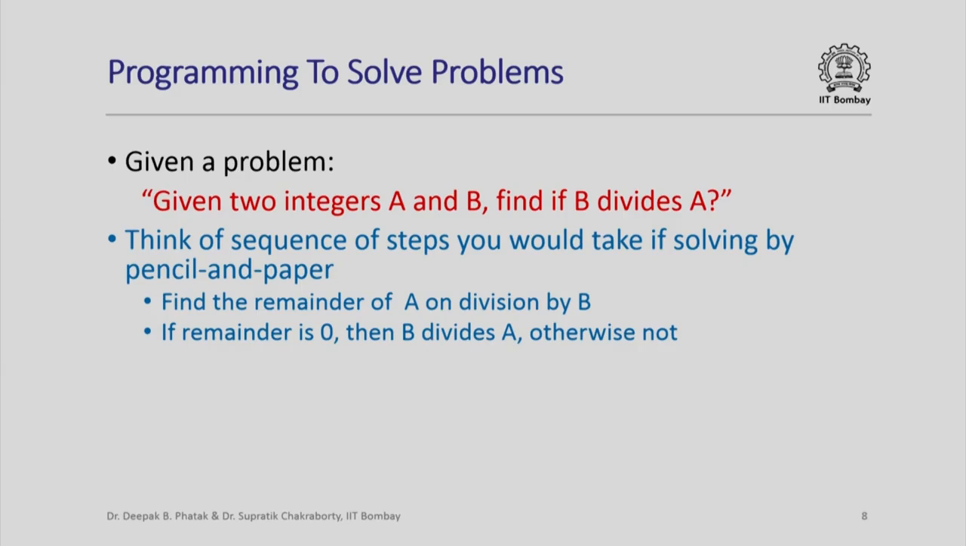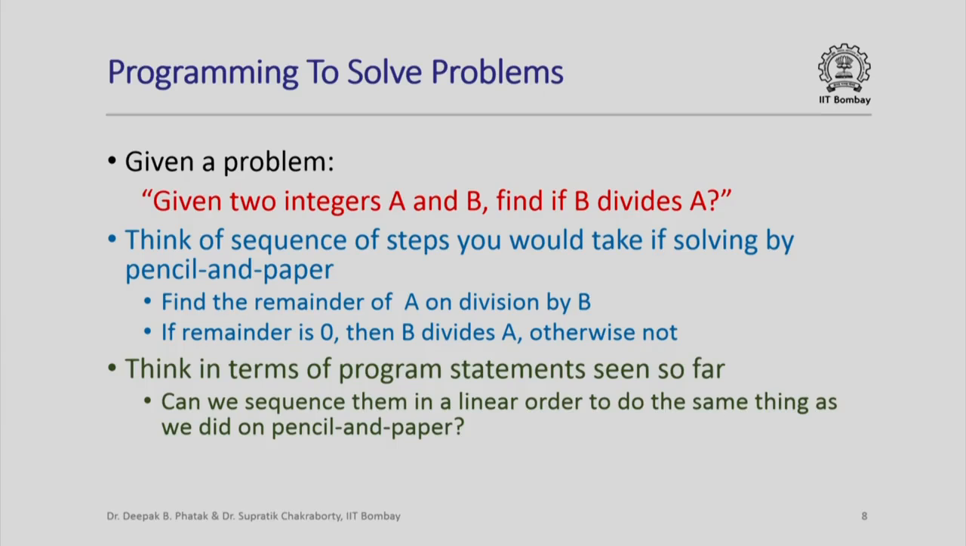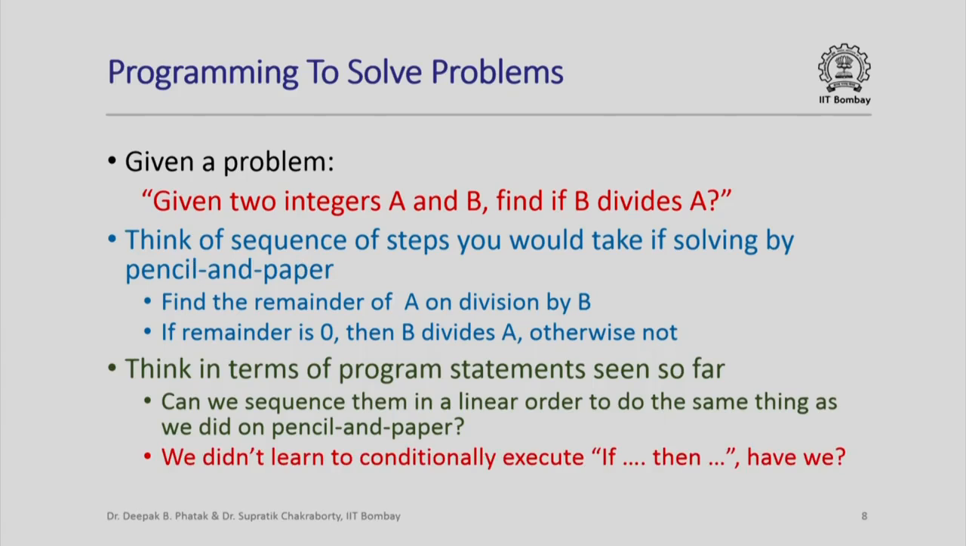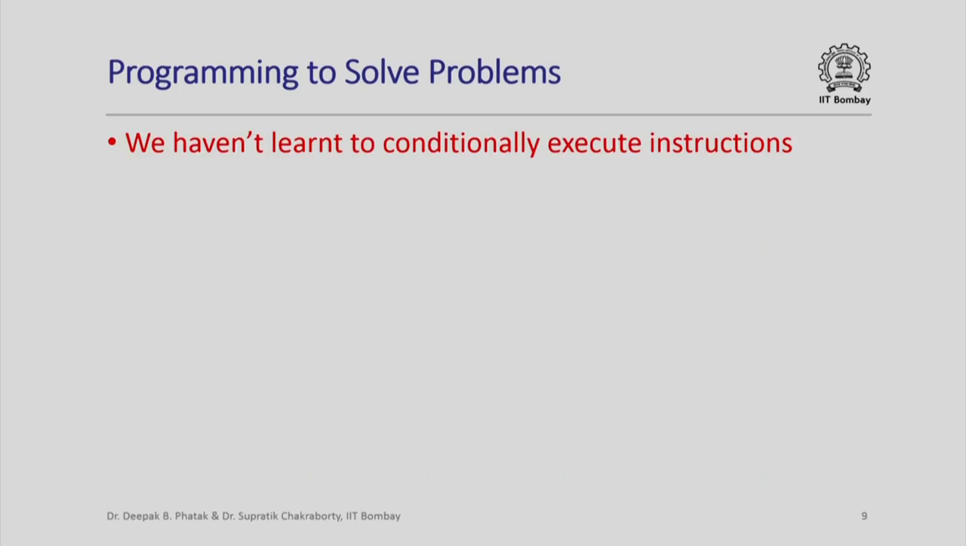Now, having come up with this recipe for solving this problem, we can then think in terms of program statements that we have seen so far and see, can we sequence the program statements using the constructs that we have studied so far in a linear order such that we basically get the same effect as executing these two steps in our pencil and paper style of solving this problem. Now, one thing that you note here is that I said if remainder is 0, then do something, otherwise do something. So this is really conditional execution of statements, and we didn't learn how to do this so far in our programs. So is it the case that we cannot solve this problem?